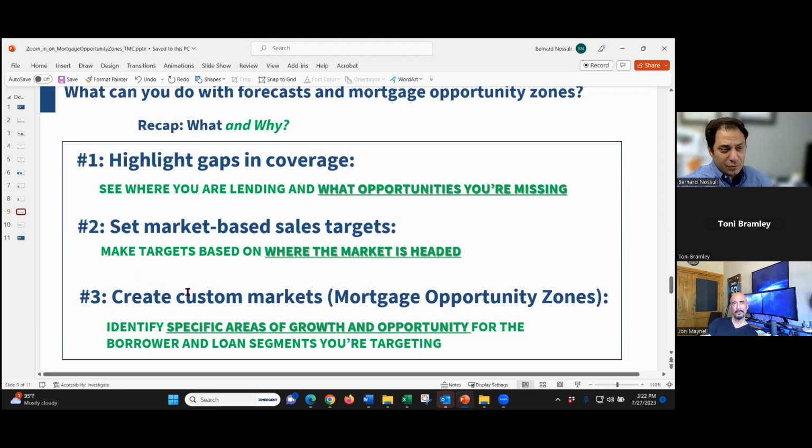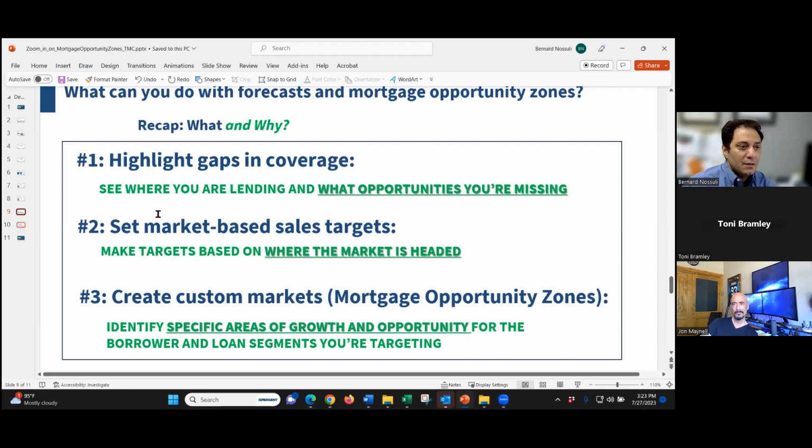Then it's being able to create custom markets or mortgage opportunity zones. Again, the idea is it's not just growing anywhere in Denver. It's growing specifically where you want to grow, where you're trying to reach specific segments of the market.